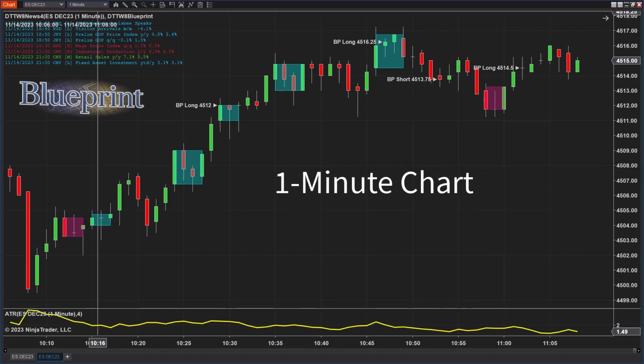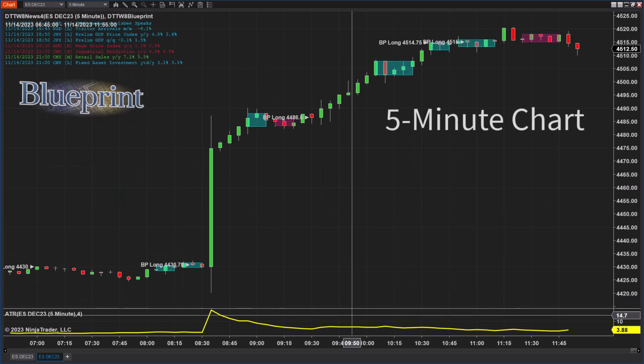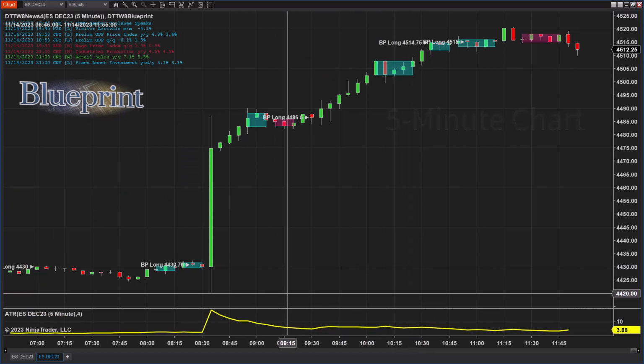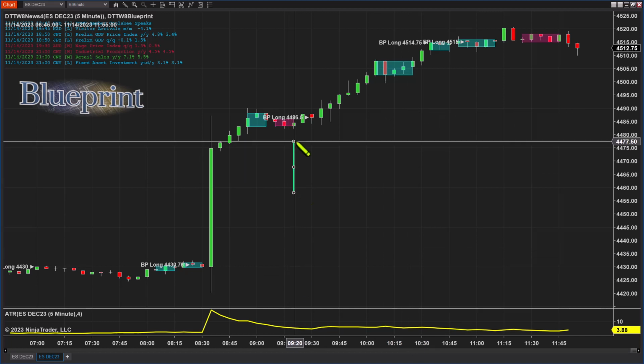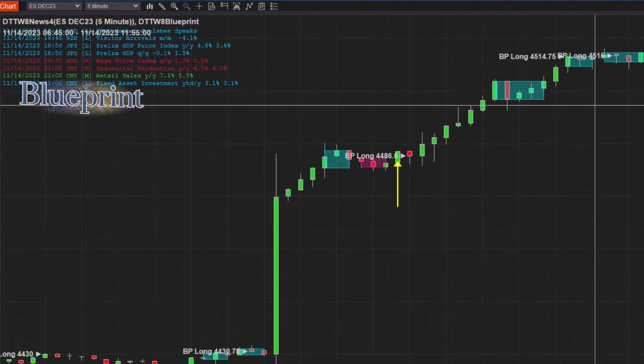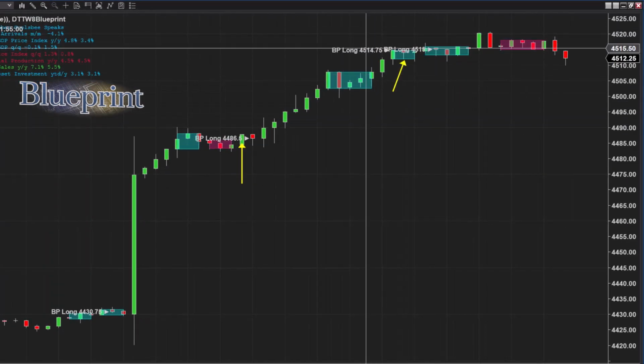So this is a 1-minute chart. Let's take a look at, for example, a 5-minute chart. And this is a 5-minute chart for today. And we have here a long signal to go long right over here, and we have another long signal to go here, and actually another long signal.